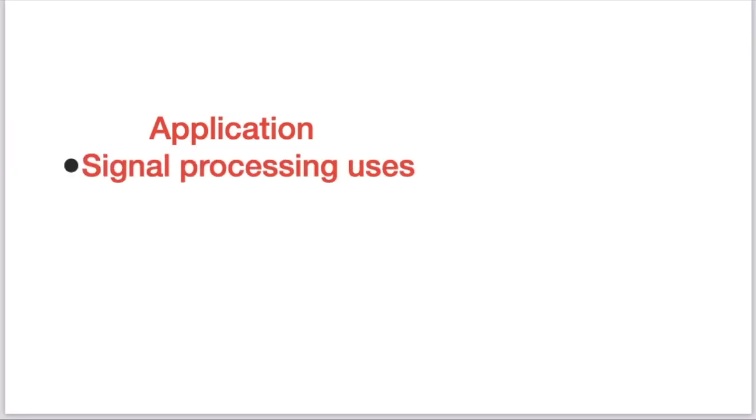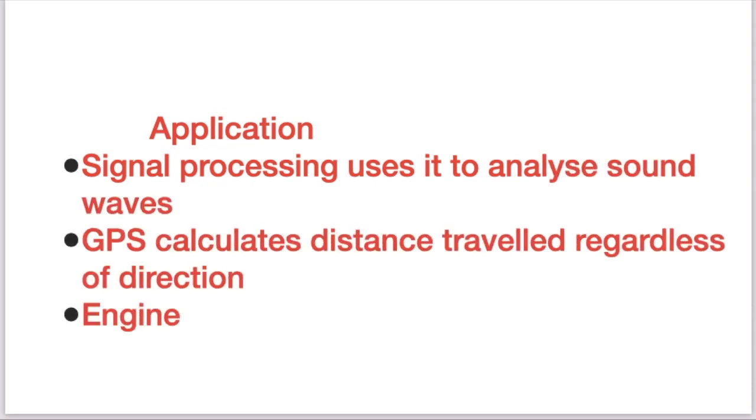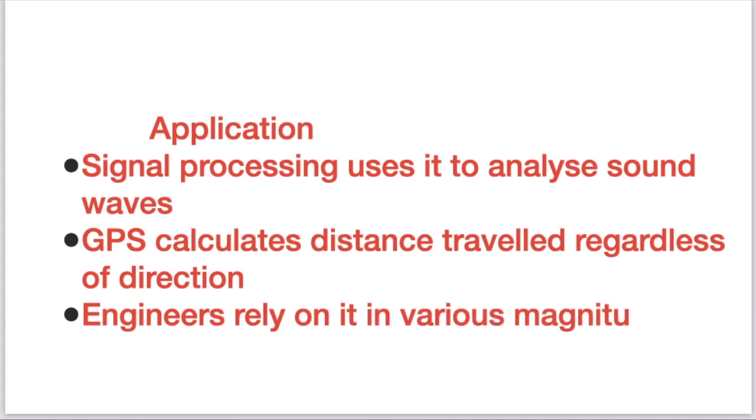This function has real-world applications. Signal processing uses it to analyze sound waves, GPS calculates distance traveled regardless of direction, and engineers rely on it in various magnitude calculations. Conclusion: the absolute value function, though simple, holds hidden beauty and practical uses.